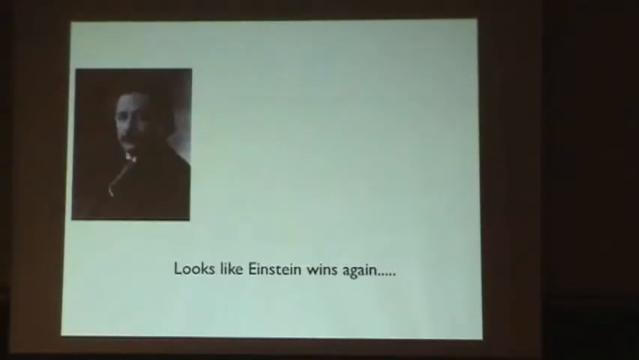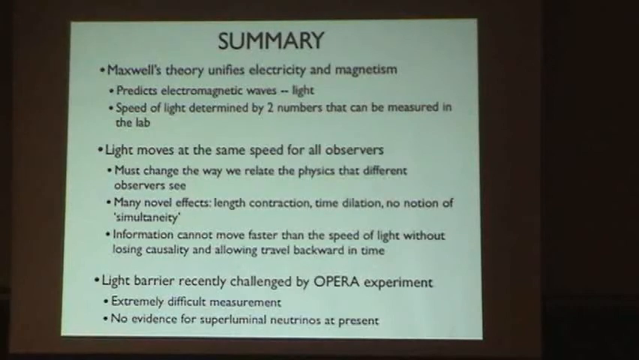So unfortunately, Einstein wins again. It's not an intelligent career move to go up against Einstein. And that's by the way why I emphasize that OPERA has a whole scientific program. Measuring the speed of neutrinos was just a one-plus tiny aspect of it. So that brings me to the end, and I ended on time.